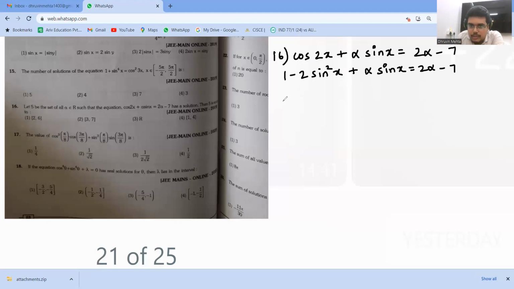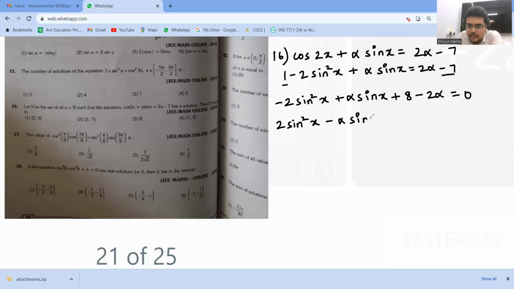So I am keeping everything on the left, and sin square x वाला टर्म पहले, फिर alpha sin x, and then we have 1 plus 7 हो जाएगा, तो 8 minus 2 alpha equal to 0. Sin square x वाला टर्म पॉजिटिव बना देते हैं. So for that we'll have to change the sign of every term. It will be 2 sin square x minus alpha sin x minus 8 plus 2 alpha, or I can write it as plus 2 alpha minus 8 equal to 0.